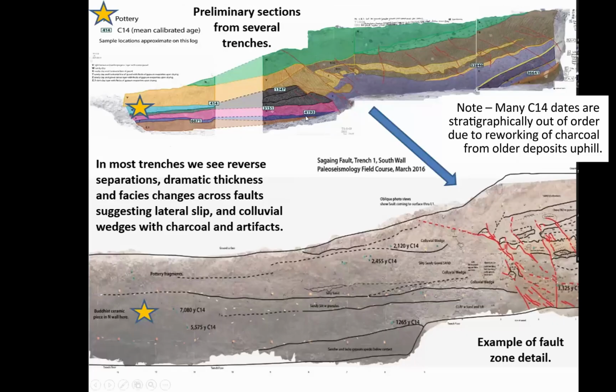In most of our sites, we see a much older and deformed Pleistocene section. You can see these ages are quite old in here. Okay, some of them are very old. And we see these wedges that have been shed off. Also, I point out the star is where we found pottery.